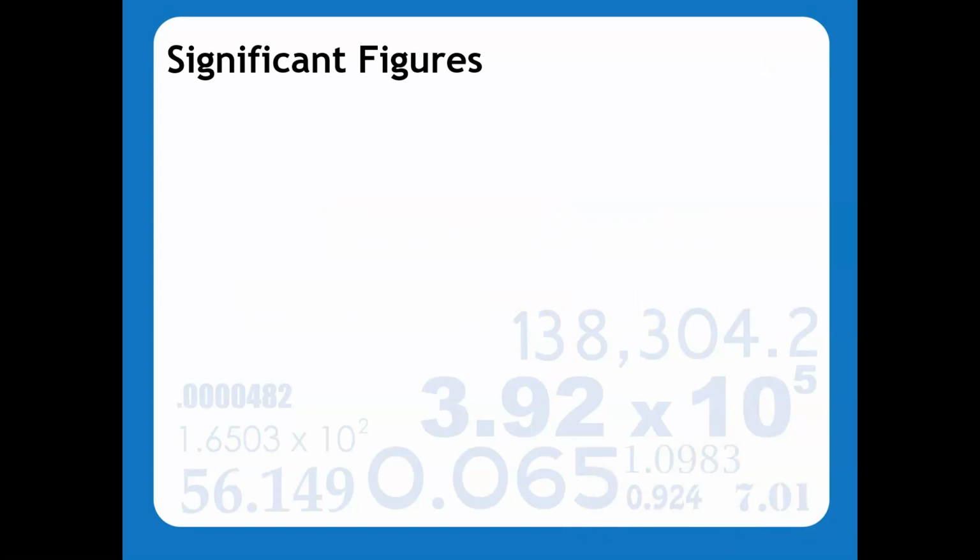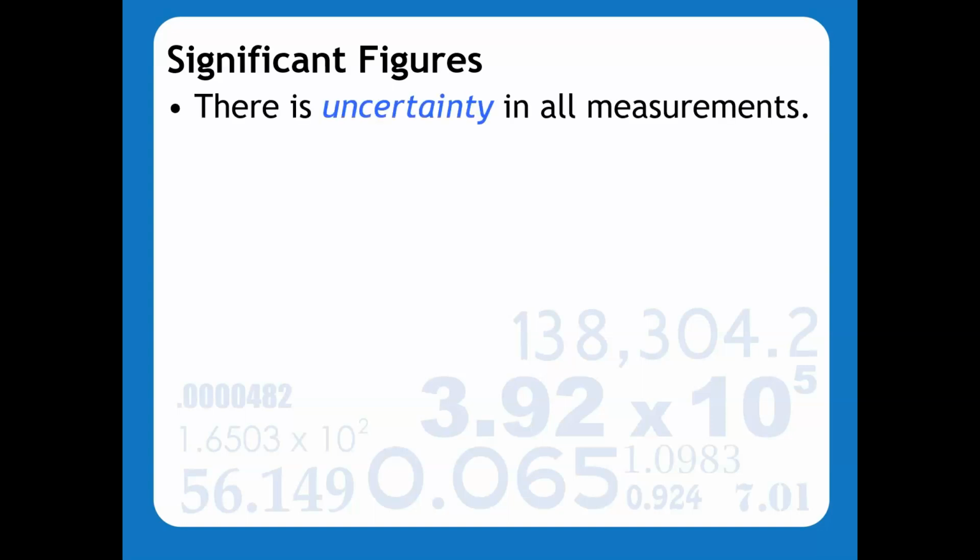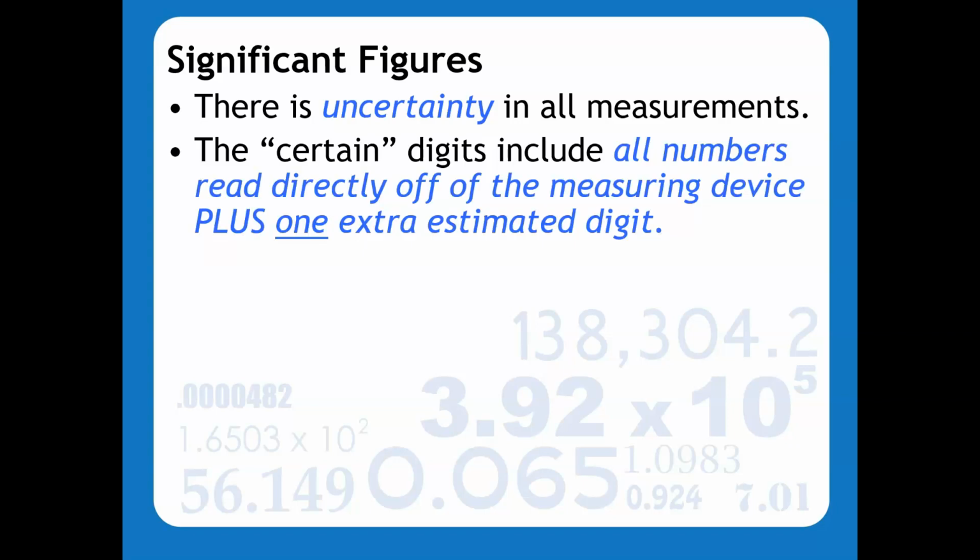Let's talk a little bit about significant figures. And so this is going to help us determine how many digits we should have in our numbers whenever we're working off of measuring devices. So whenever you're measuring something, there is going to be uncertainty in all of your measurements. All of the certain digits include all the numbers read directly off of the device plus one estimated digit, and that's where the uncertain digit comes in.